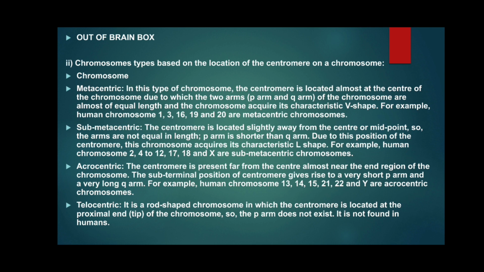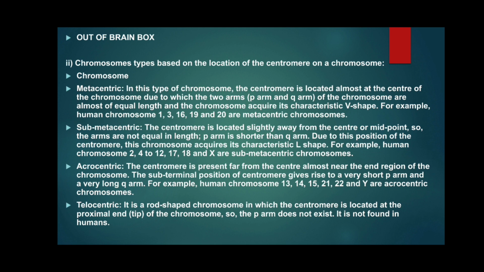Submetacentric chromosomes are those in which the centromere is located slightly away from the midpoint, so the P arm is shorter than the Q arm. Due to this position of the centromere, the chromosome acquires an L shape. Chromosome numbers 2, 4 to 12, 17, 18 and the X chromosome are submetacentric chromosomes.